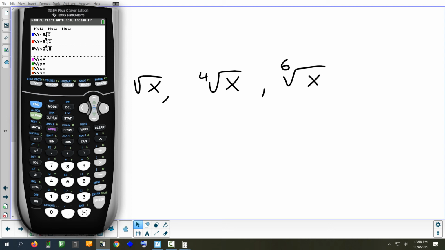Do it one more time for me. Type in the index, Math, option 5. And then type in your argument, or your radicand. Argument, radicand, same thing.